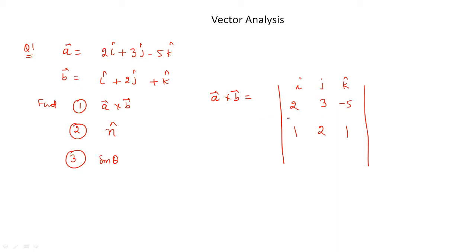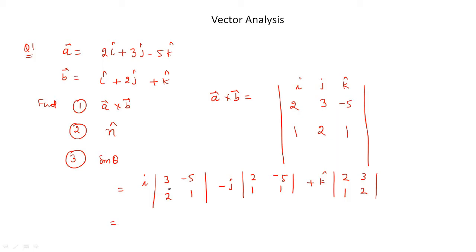Now I will solve this determinant and it will be solved like i, then it will be written as 3, minus 5, 2, 1, then minus j, then it will be written as 2, minus 5, 1, 1, plus k, then it will be written as 2, 3, 1, 2.